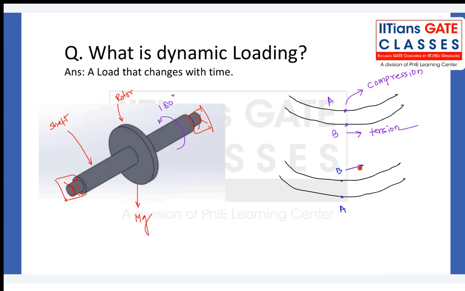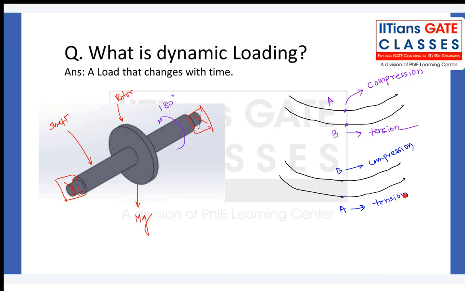Now point B is under compression and point A is under tension. So the stresses have interchanged. What will happen after 180 degrees of more rotation?